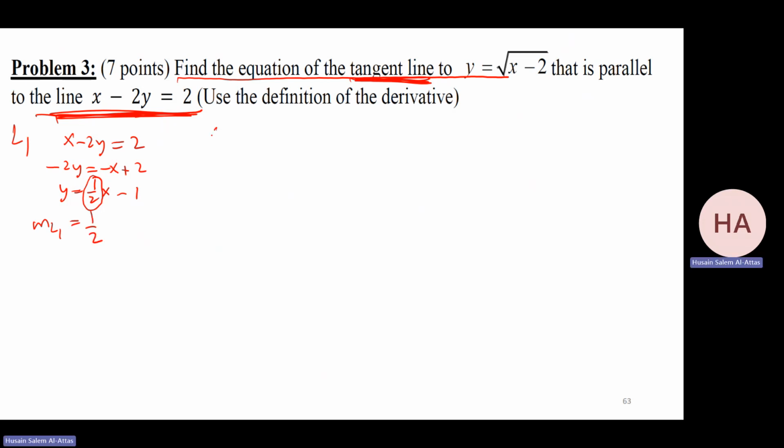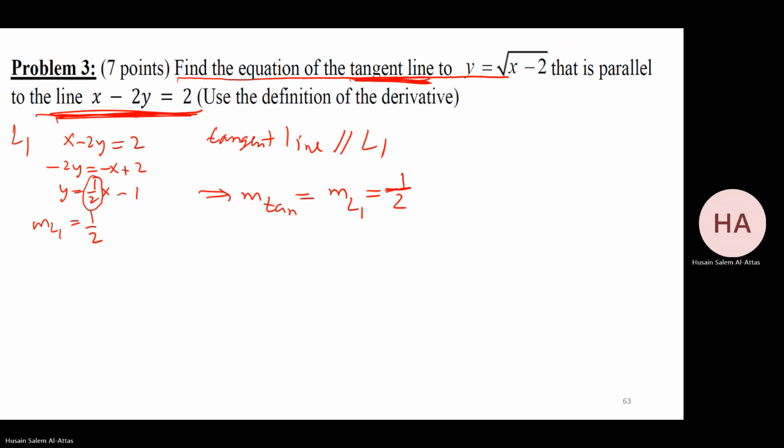I know the tangent line is parallel to L1. That means what? That means the slope of the tangent is equal to the slope of L1, which is half. Not minus, half. Okay. So I get one piece of information about the tangent line, which is half. What else do I need to do?